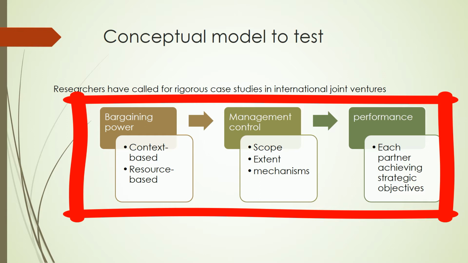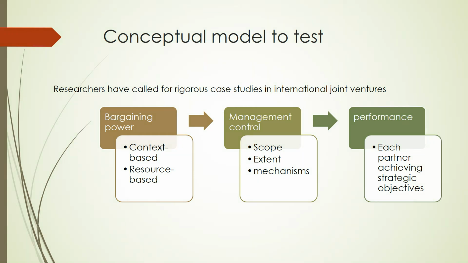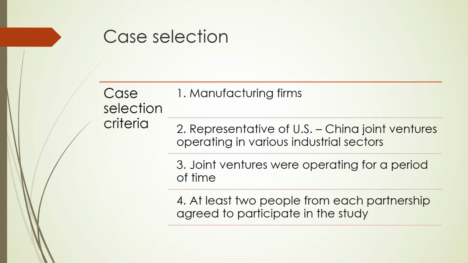They identified dimensions or components relating to each factor, such as for bargaining power, the context-based and resource-based, for management control, scope, extent, and mechanisms, and for performance, the partners' strategic objectives. They used 4 cases for the study.